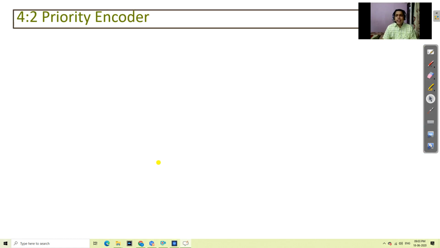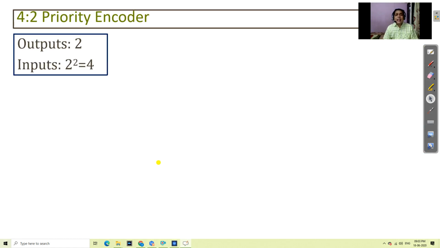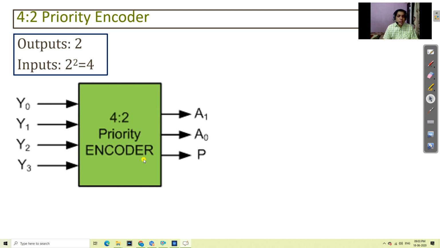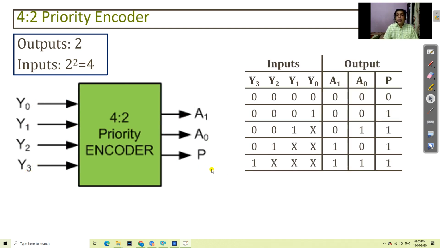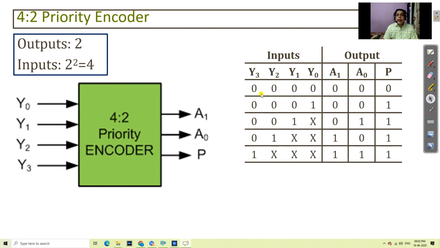Through the definition it may not be understood, so let us take the example of a 4 to 2 priority encoder. 4 to 2 means the output lines are 2, so the inputs are 2 raised to 2, which is equal to 4. So in this 4 to 2 priority encoder, we have 4 input lines y0, y1, y2, y3, and the output lines are a1, a0, and one more output we are going to take. That output is known as the priority output. So how will this priority output help to overcome the problem?